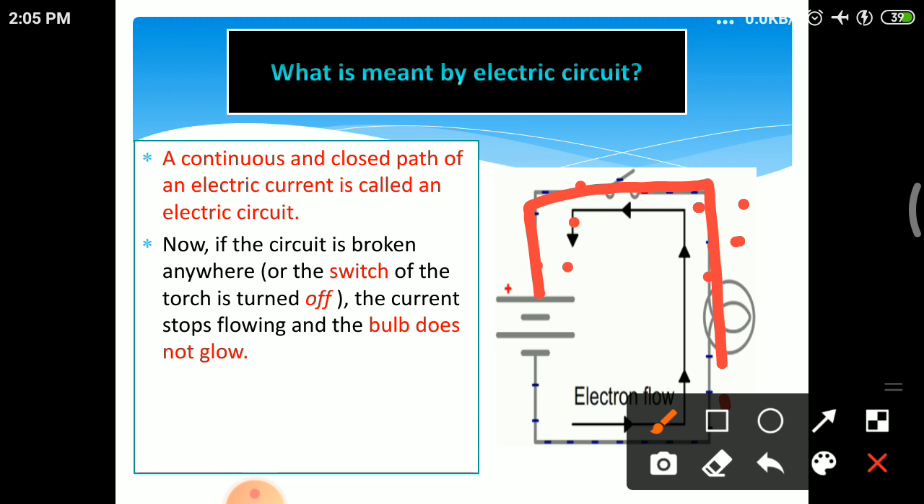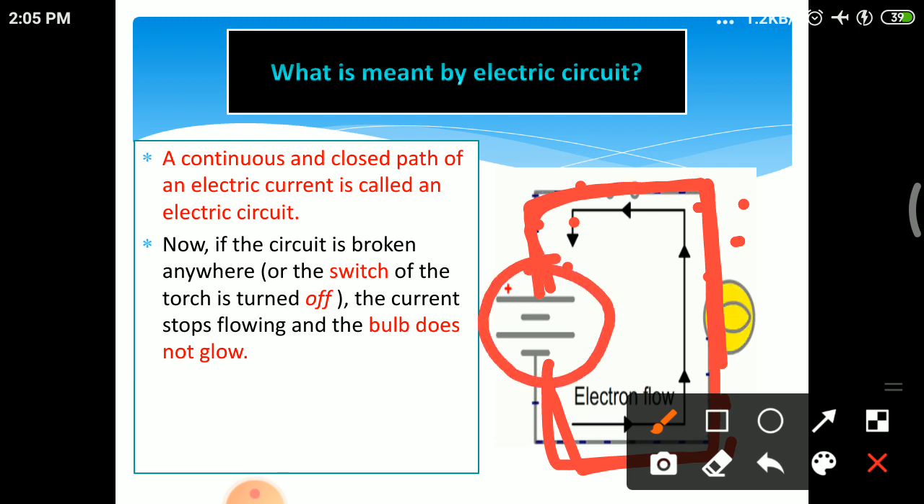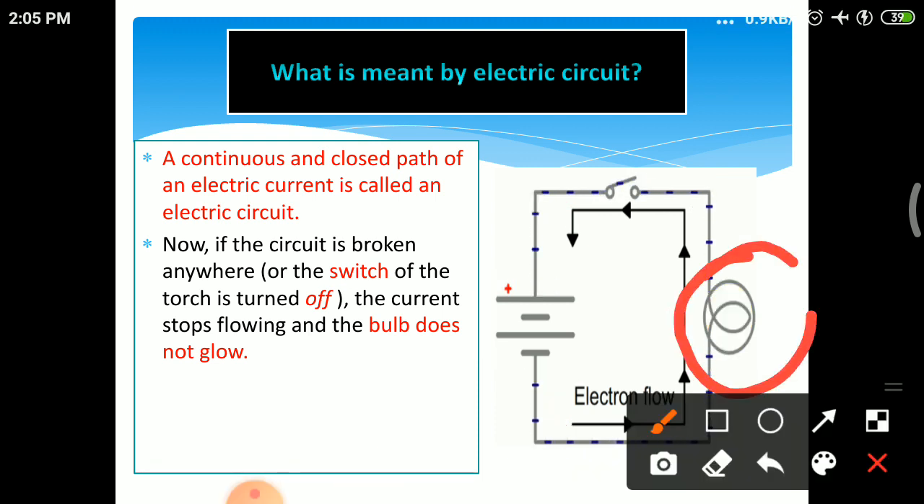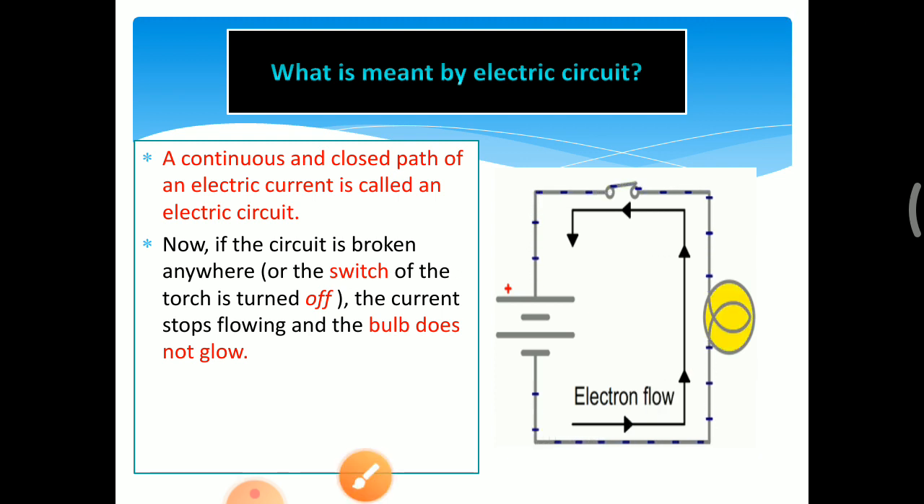You know that the conductor consists of many atoms, and the atom consists of electrons. When the conductor is connected to the battery, the electrons move from one place to another place. So here I connected the bulb also. A continuous and closed path of electric current is called an electric circuit.